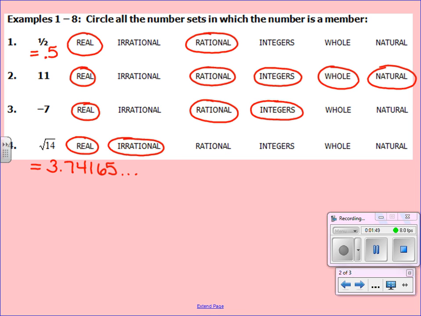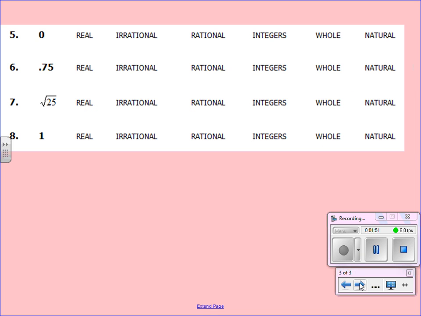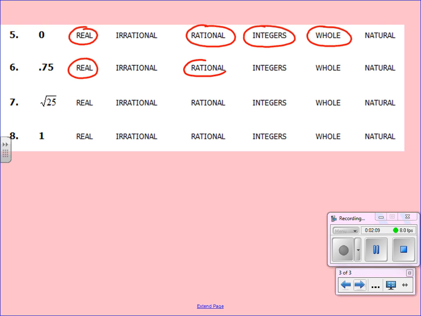The next example is the number 0. 0 is a real number. It is a terminating decimal, so it's rational. It is an integer, and it's also a whole number. It is not a natural number because the natural numbers start with 1. 0.75 is real. It is a terminating decimal, so it also makes it rational, but it is not an integer.